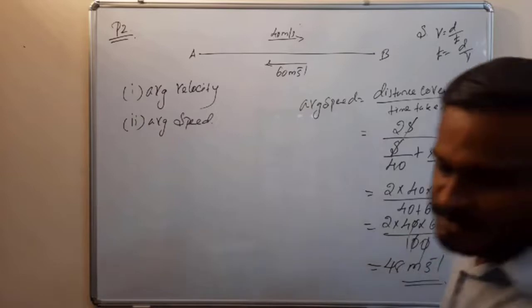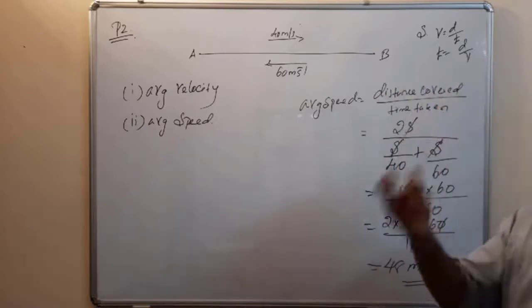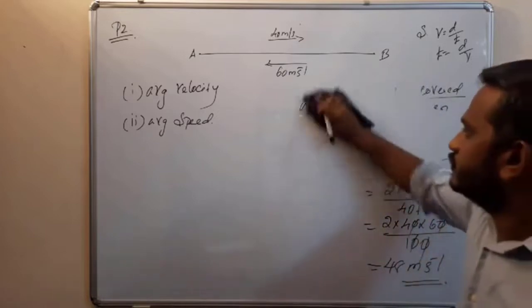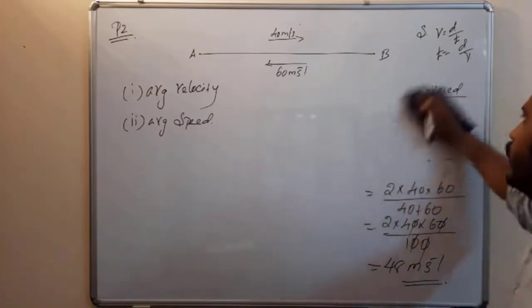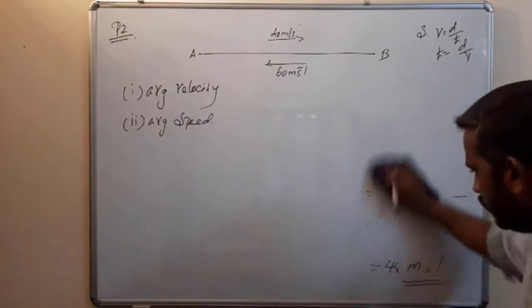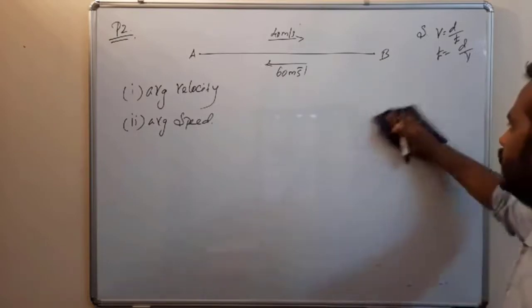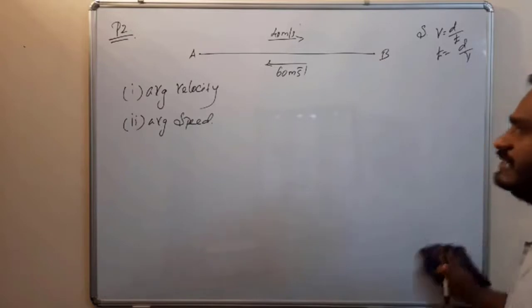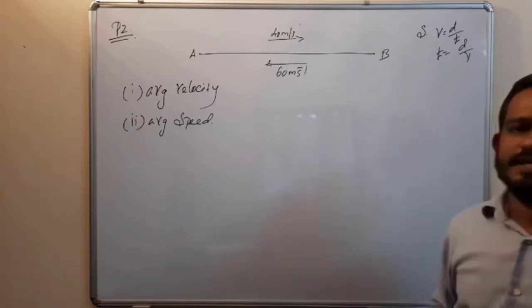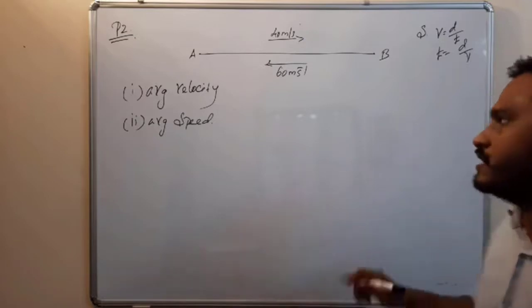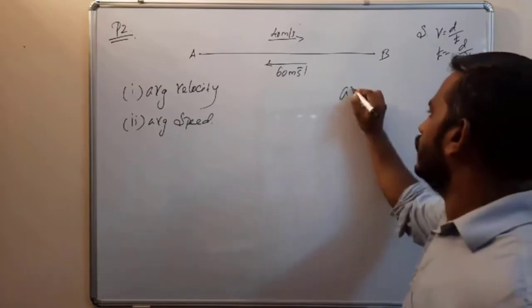Clear? So otherwise we can solve this problem in another way. So when I take the concept, in the last session I derived a formula. Which formula? If an object travels equal distances with different velocities, what is the average speed? I have derived a formula.